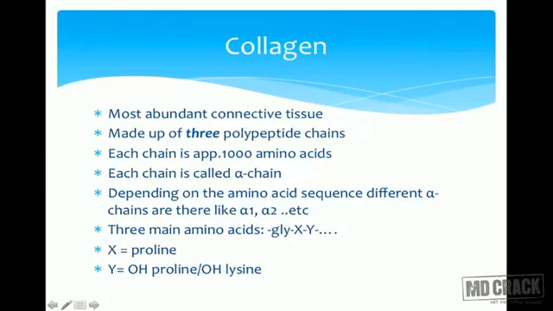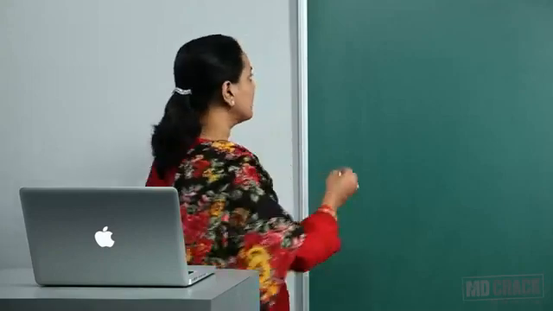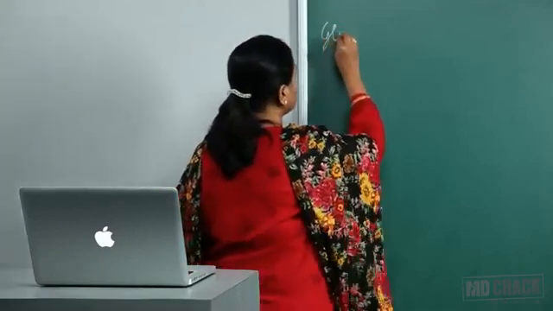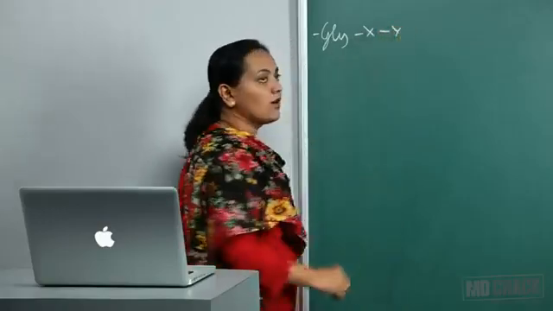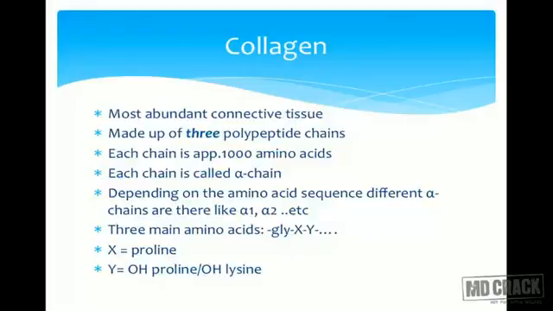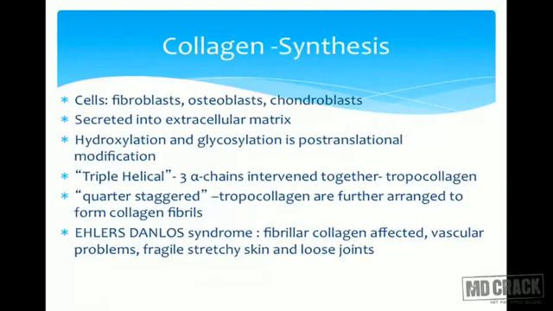Collagen is made up of 3 main amino acids. It is always represented by the formula glycine X, Y. What can be X? What can be Y? X can be proline and Y can be hydroxyproline or hydroxylysine. We'll go further with the synthesis of collagen: where they are synthesized, how they are synthesized, what are the things that are happening during the synthesis of collagen.